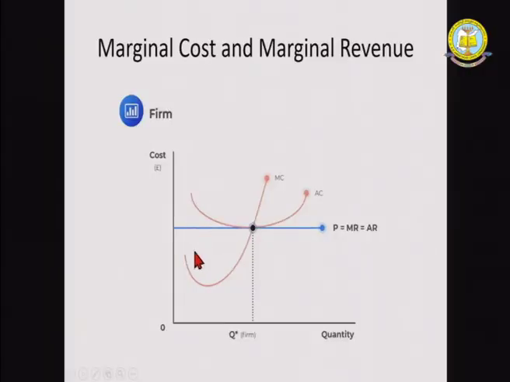Look at this graph. The quantity is plotted on the x-axis, the cost and revenue on the y-axis. Look at this level. The marginal cost, as discussed in the previous slide, is coming down for some time and then it begins to rise. The marginal cost, the additional cost to produce and sell one extra unit, is marginal cost.